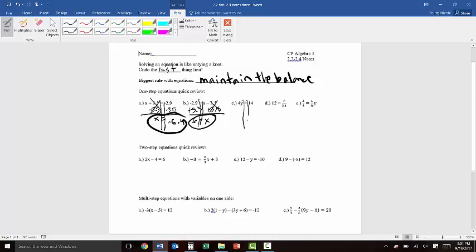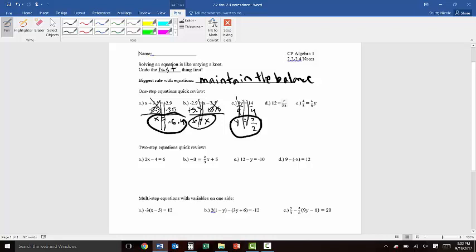In letter C, the problem reads 4 times y. So we are multiplying the variable by 4. To undo that, we're going to divide by 4 on both sides of our equation. 4 divided by 4 is really just 1. So we're left with 1y, or just y. And instead of writing 14 over 4, I'm going to write 7 over 2, since you have to reduce all your fractions.